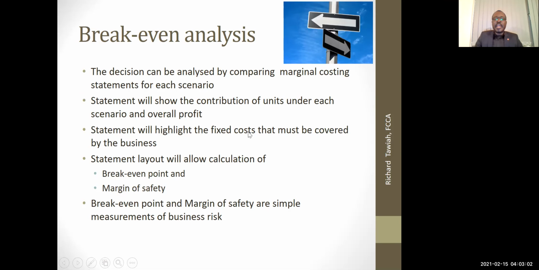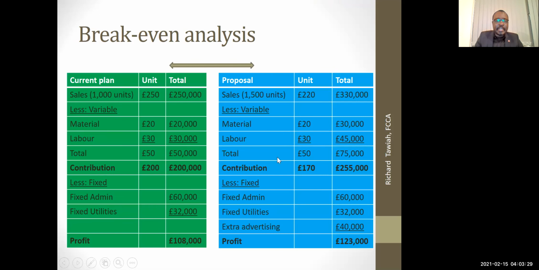So the decision can be analyzed using marginal costing for each scenario, and the statement will show the contribution per unit under each scenario. You can find overall profit, and the statement will highlight the fixed cost that must be covered by the organization. So it will clearly tell us our margin of safety. You can calculate margin of safety and break-even point, and then decide which decision to make. Easy. Let's try and see.